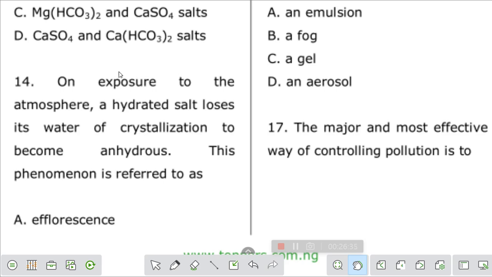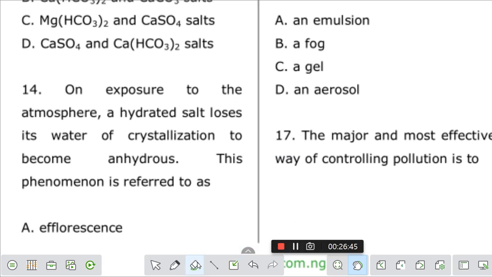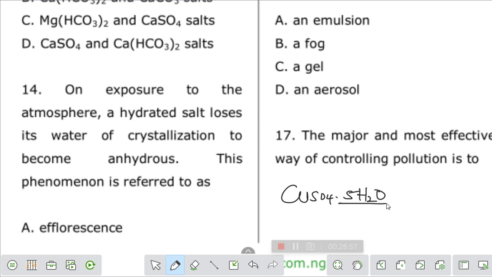So on exposure to the atmosphere, a hydrated salt loses part of its water of crystallization to become anhydrous. For example, CuSO4.5H2O, when you expose it to the atmosphere and this water gets removed, it becomes CuSO4. So this process is called efflorescence. That's option A.